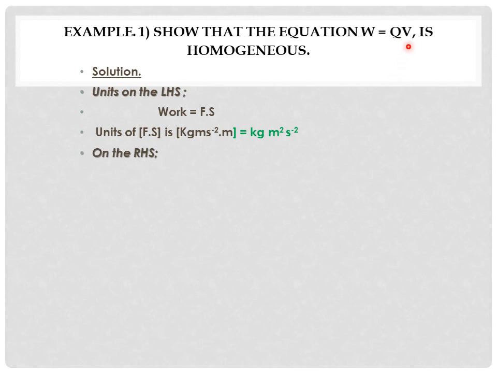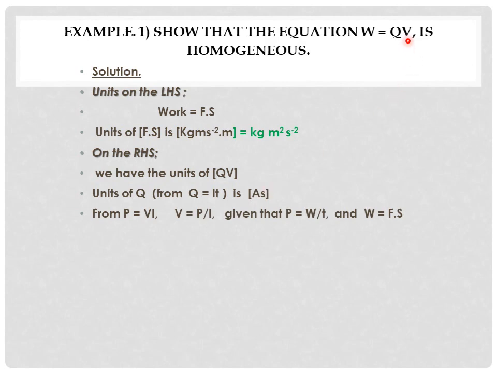On the right-hand side, this is what we have. We will have to work out the units of QV, charge times voltage. We will take them step by step. Unit of charge: we know that charge is current times time. From Q equal to IT, the unit of current is ampere, and the unit of time is the second.